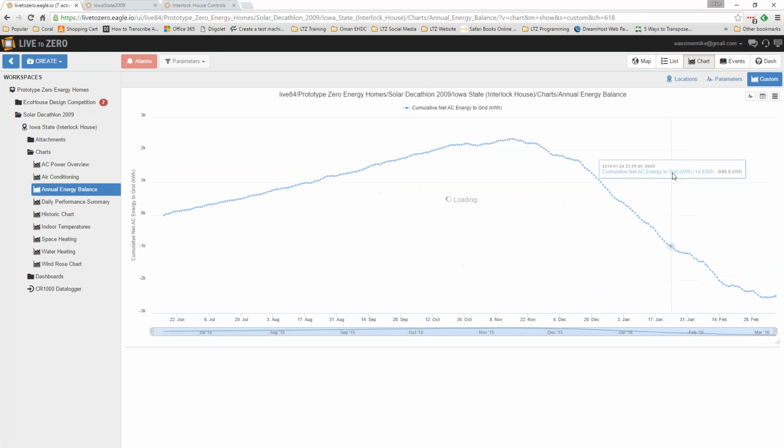But so the question is, what we could find is that we only get back to minus 1,000 kilowatt hours. And that extra 1,000 kilowatt hours that we would have needed to get back to zero, that could have been made up by more precise controls. And that's what we will go find out.